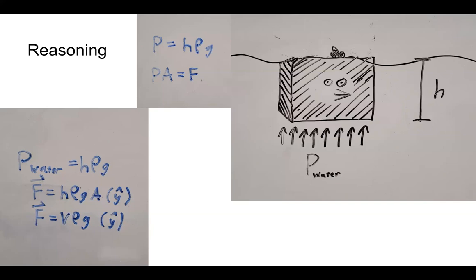And this is equivalent to saying that the force due to buoyancy is equal to the weight of the fluid displaced, because it's the volume times the density times the gravity, which would describe the weight of that fluid.